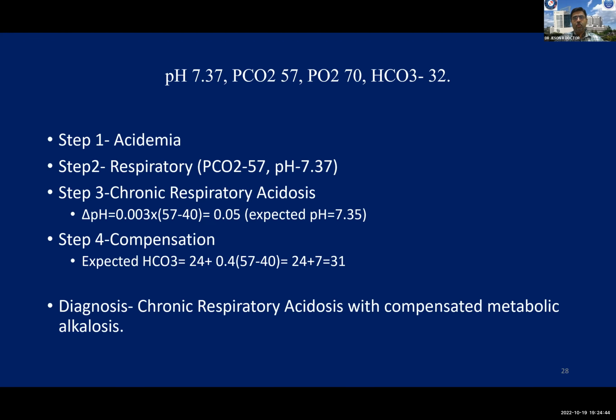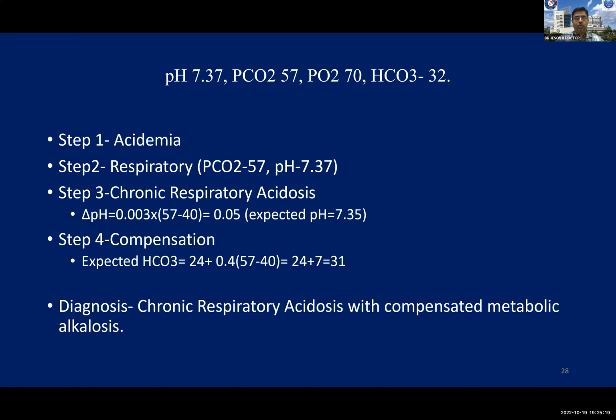Again, coming to another case scenario: pH 7.37, PCO2 of 57, PO2 of 70, and bicarb 32. So how do you analyze this? Step 1, what is it? It is a pH of 7.37, which means there is acidemia. Then you move on to the next step, whether it is respiratory or metabolic. Here the PCO2 is elevated, which is in the direction opposite to that of the pH change, suggesting it is respiratory acidosis. Move on to step 3, whether it is acute or chronic.